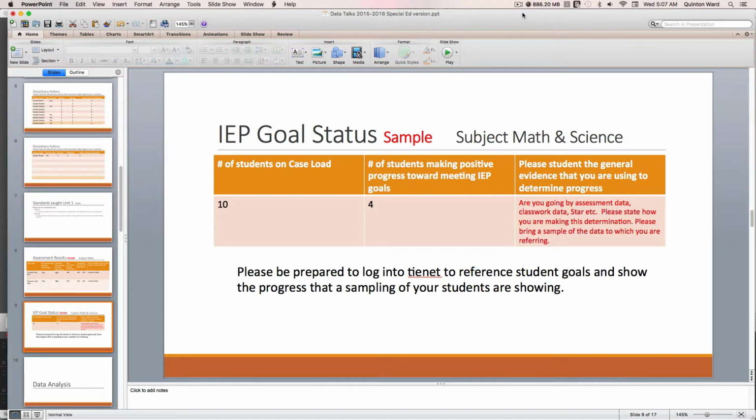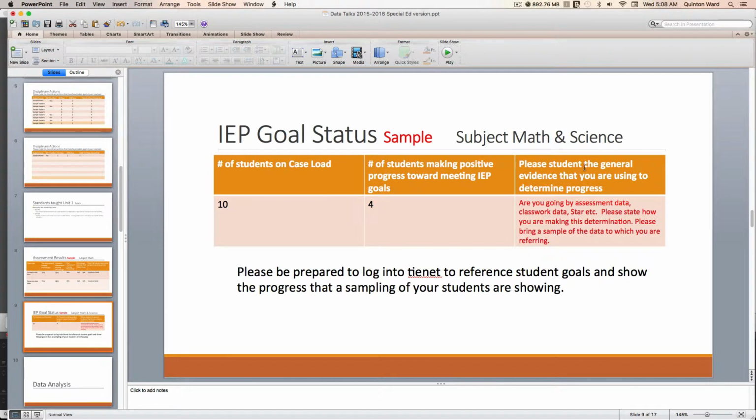Okay, as we just stated on this particular slide, the teacher is to speak about the progress that your child is making toward their IEP goals. Now just to provide clarity, it says how many students are in your caseload, and then the number of students that are actually making positive progress toward meeting their IEP goals.